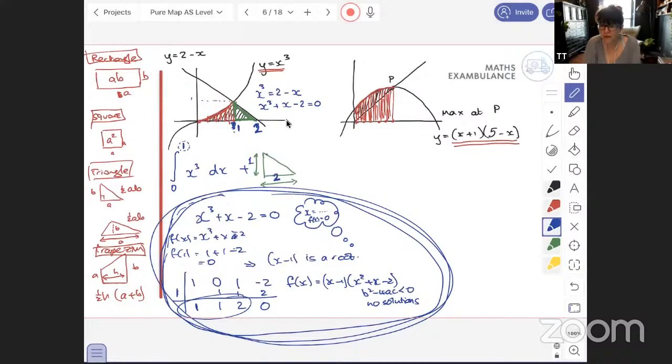Note, you do not need to know algebraic polynomial division for Edexcel. 100%, no, you do not. You are only going to be asked to divide by linear factors. Let me be very clear: you need to know how to divide a cubic or a quadratic or a quartic by a linear function, ax plus b. You do, but that doesn't mean that you need to know how to do algebraic division.